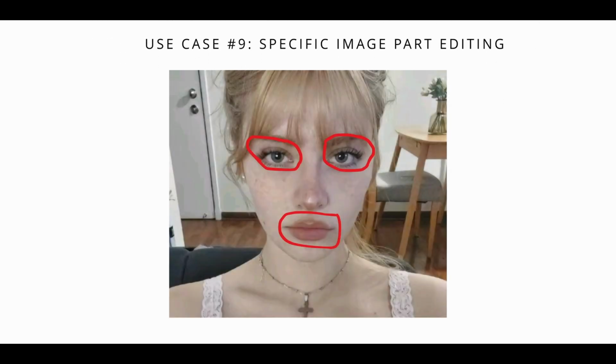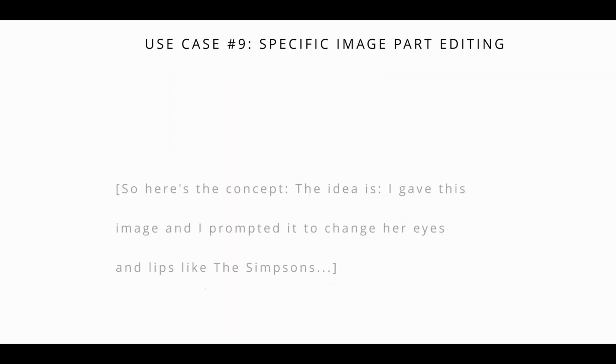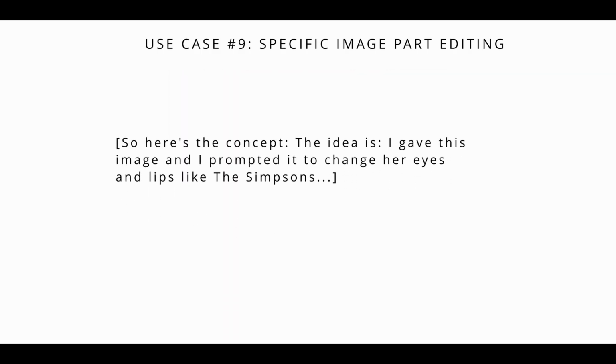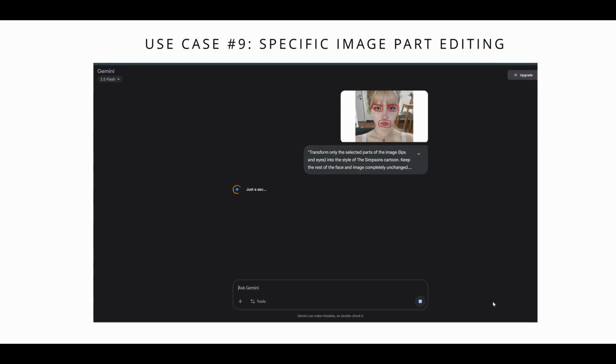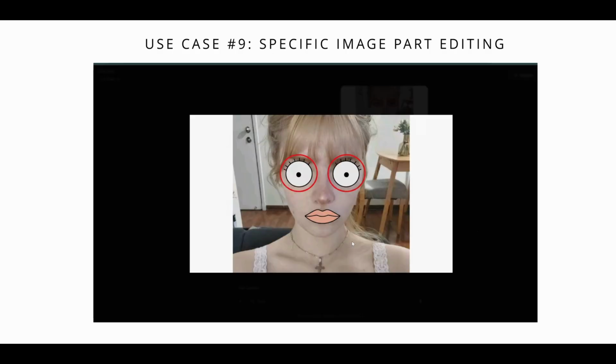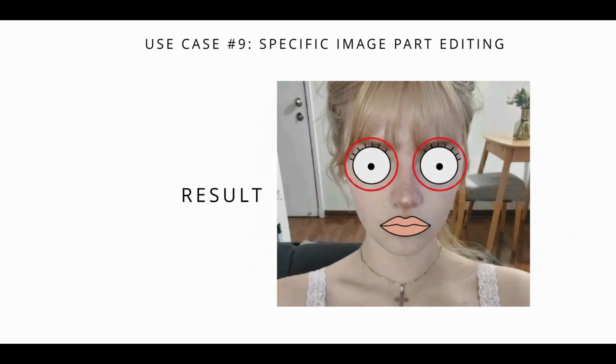Now, in this section, we can discuss if we want to change only a specific part of an image. And can Nano Banana do it easily? Let's have this experiment. The idea is, I gave this image and prompted it to change her eyes and lips like a Simpsons character. And here we go. Created. Incredible. Look at this transformation. I kept everything else exactly the same, the hair, the skin tone, the background, the lighting, but completely transformed just the eyes and lips into the classic Simpsons cartoon style. I know, a little bit cheesy, but it's worth it.